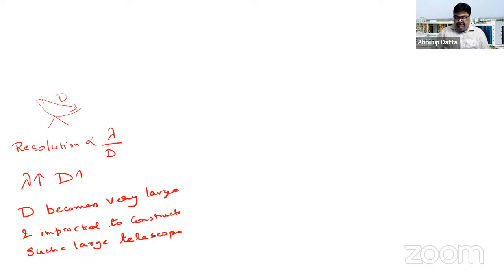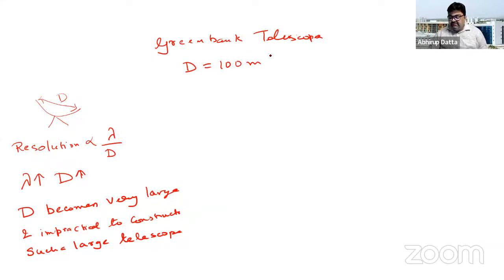So we have given the comparison, supposedly for the Green Bank Telescope. The Green Bank Telescope has a diameter of 100 meters. Supposedly, it was operating at a lambda of 1 centimeter. Then the resolution will be lambda by D, which is 0.01 meter over 100 meters. So roughly of the order of 10 to the power minus 4 radians.